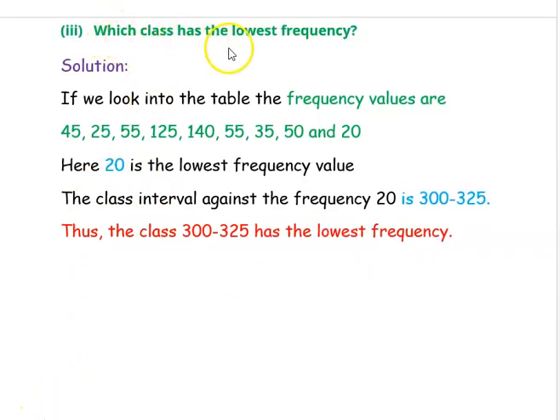Third question, which class has the lowest frequency? Again, we are looking into the frequency values given, that is 45, 25, 55, 125, 140, 55, 35, 50 and 20. Out of all these, 20 is the lowest frequency value. Now, we have to look into the table for the class interval against the frequency value 20. The class interval 300 to 325 has the frequency of 20. Thus, the class 300 to 325 has the lowest frequency.